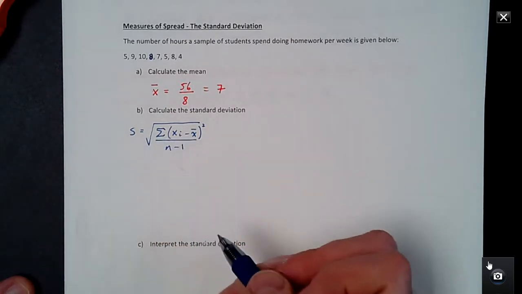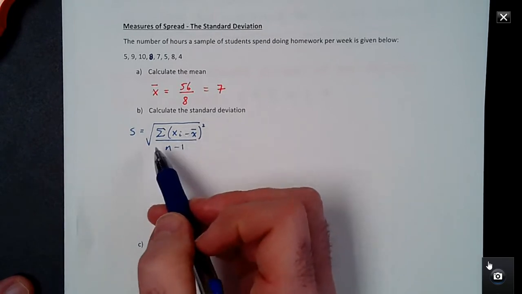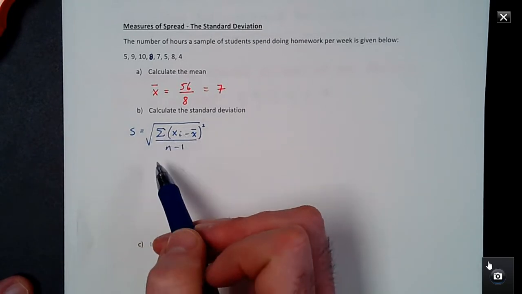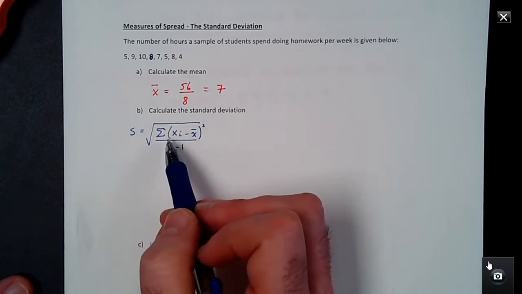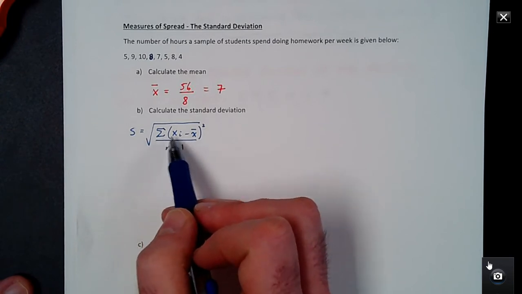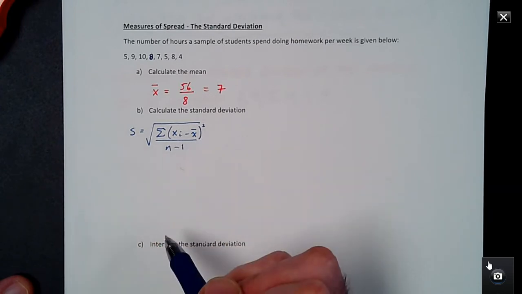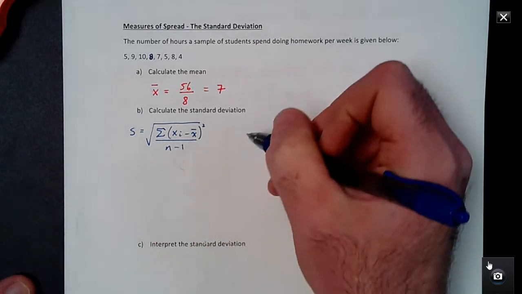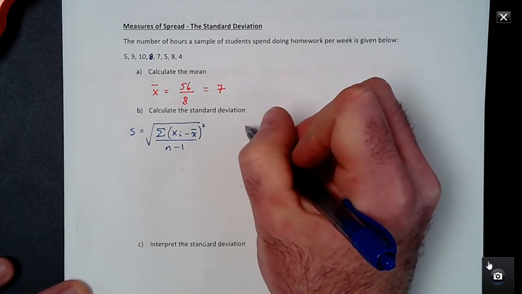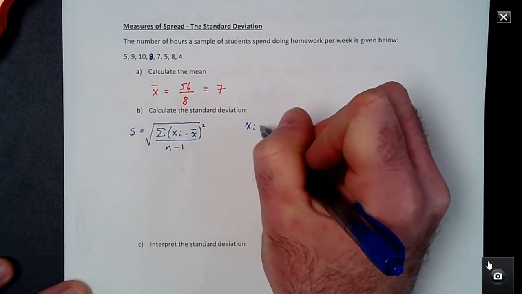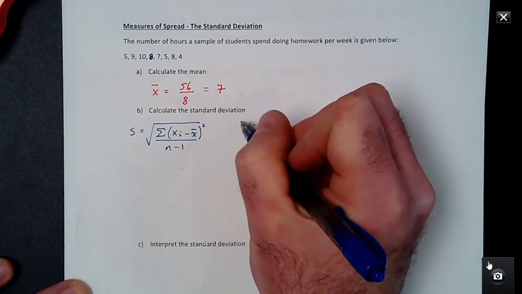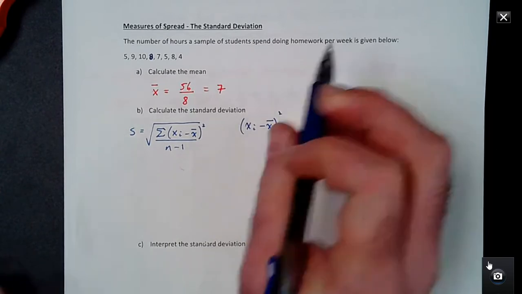Now that looks like a complicated formula. What it basically means is this. The sigma right there means the sum of. So what you're going to do is you're going to add up all these values. Now these values are all the individual values minus the mean, all squared. So let's go ahead and do that. So we're going to make a table here for xi minus x bar all squared.